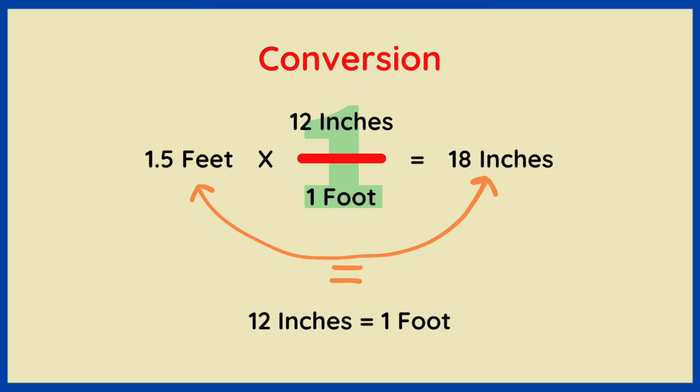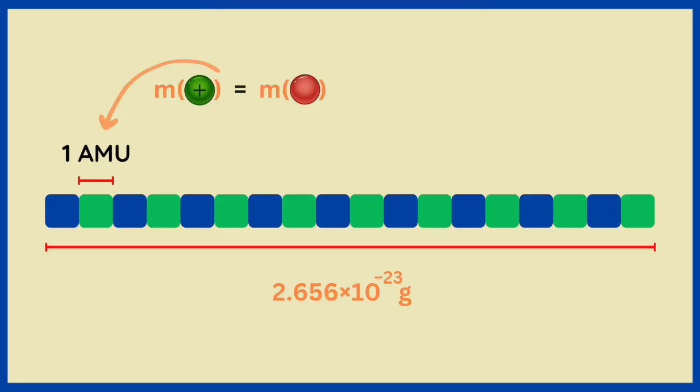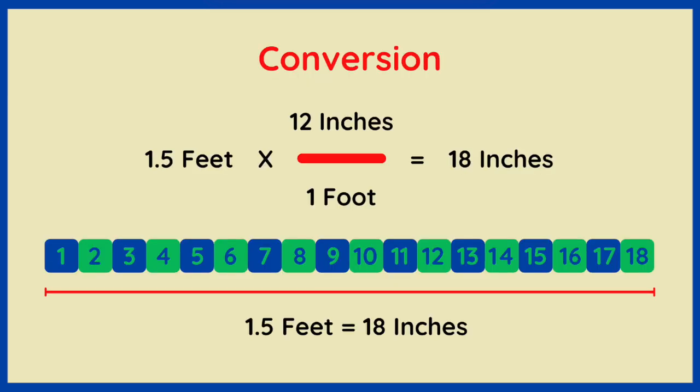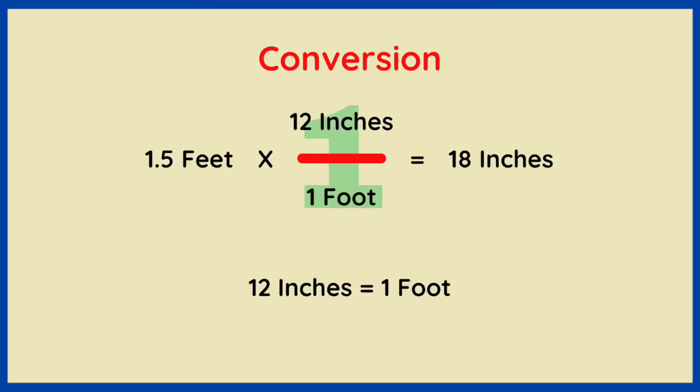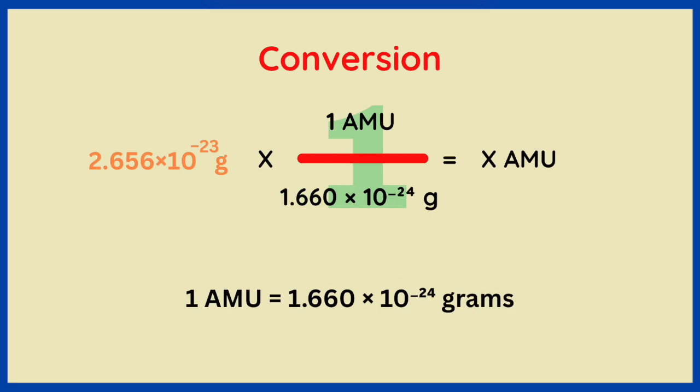They're the same length. For our problem, we need to convert between two different units of mass as opposed to length. We have a total mass in grams, and it's composed of a bunch of 1 AMU building blocks, aka protons and neutrons. Just like how we converted from 1.5 feet to 18 inches to figure out that there were 18 1-inch blocks, we have to figure out what terms our top and bottom are in our fraction of 1. For length, it was 12 inches equals 1 foot. For mass, it's that one atomic mass unit equals 1.660 times 10 to the negative 24 grams.